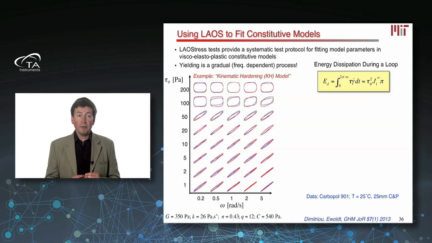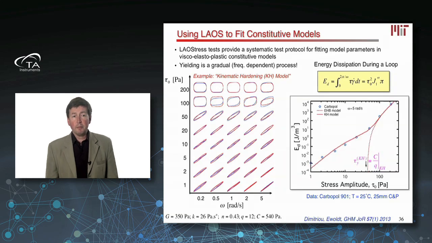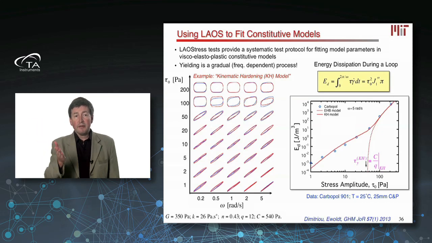We can compare quantitatively the predictions of our model, or any other model, by, say, calculating the area of this curve. That's the energy dissipation. If we plot the energy dissipation, the blue points here are the experiments. The red line is our theory, and you can see that we capture the energy dissipation in this material and how it changes as you increase the stress amplitude.